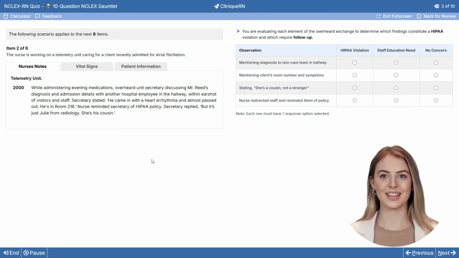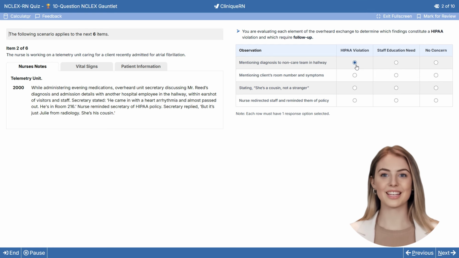The correct answer is HIPAA violation. Now, the rationale. Protected health information, or PHI, was shared in a non-secure area with someone not directly involved in the patient's care. Even if that person works in the hospital, their job title or relationship doesn't grant them access.